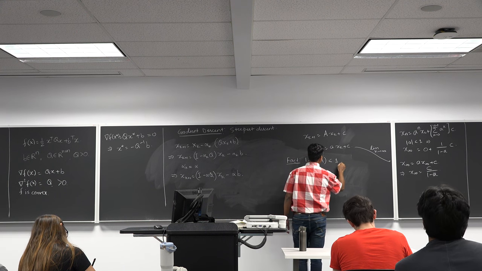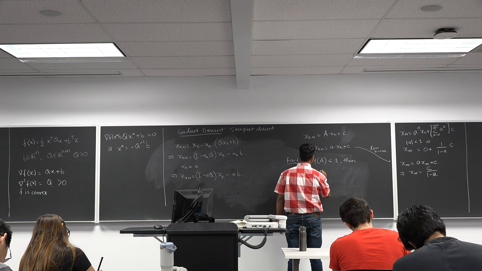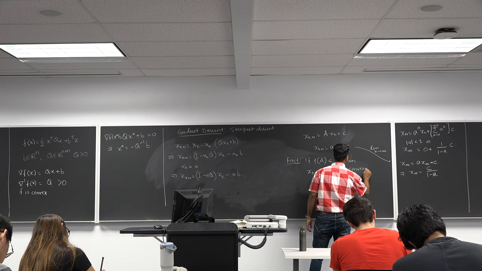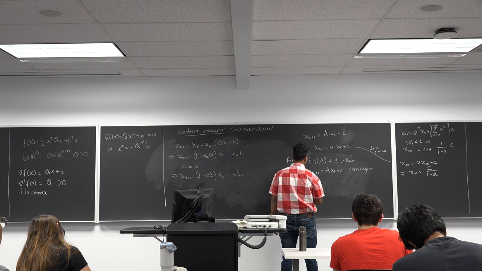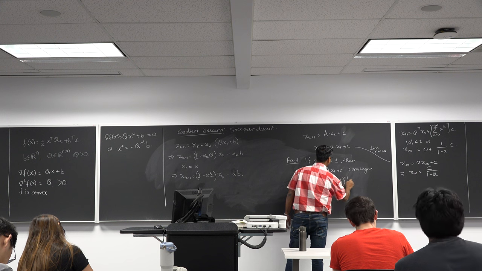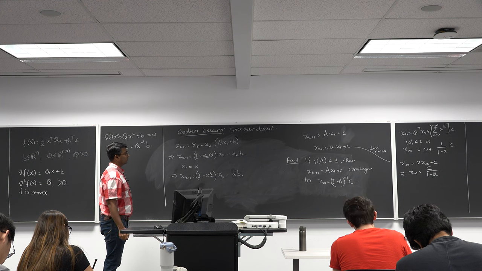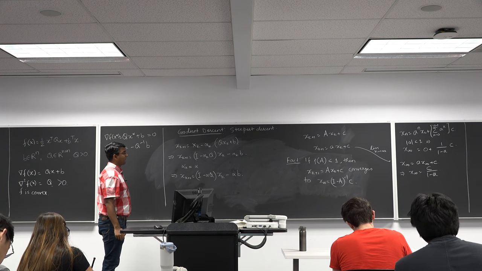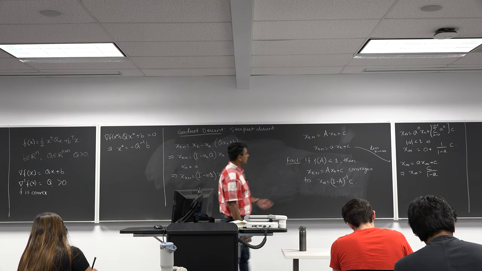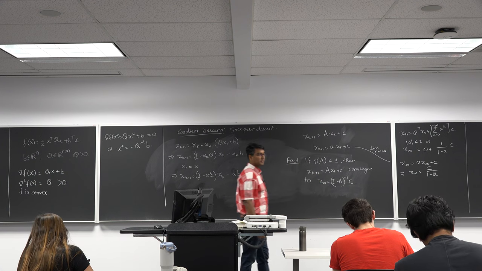So if the spectral radius of A is less than 1, then x_{k+1} equals A x_k plus c converges to x infinity equals (I minus A) inverse c, which is exactly the expression there. So if the spectral radius of A is less than 1, then this particular sequence I've mentioned here converges to (I minus A) inverse c.